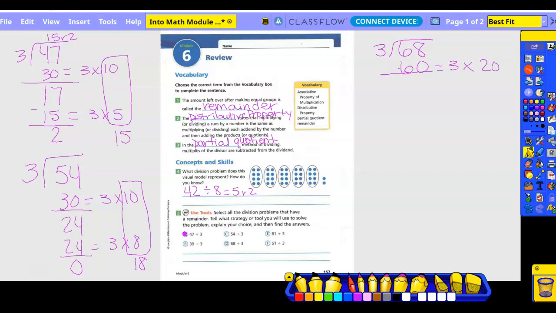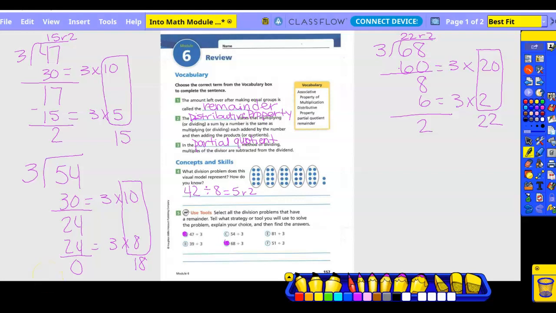Which you have what left over? 8 left over. Okay. Can 3 go into 8? Yes. How many times? 2. Okay, so that's 6. So I'd have to add 20 plus 2 and get 22. So is there a remainder? Yes. 22 remainder 2, right? Because right here. So letter D you could pick.